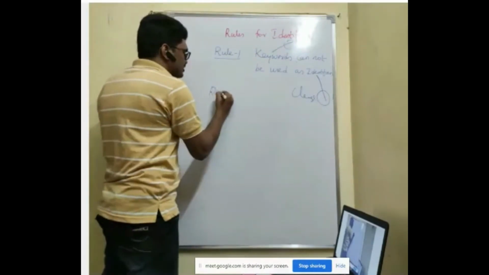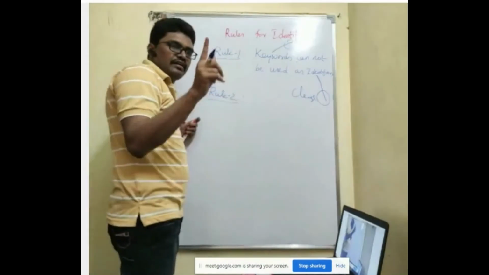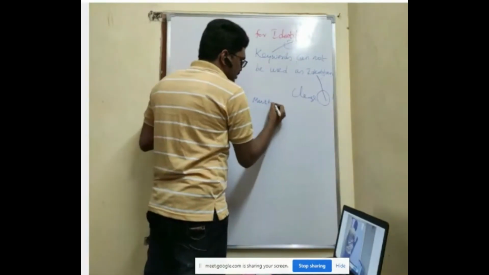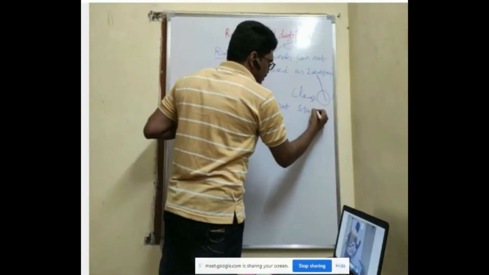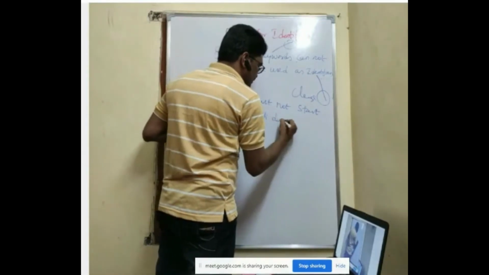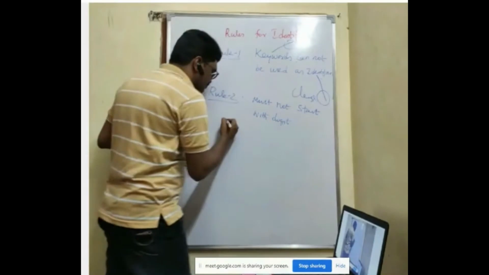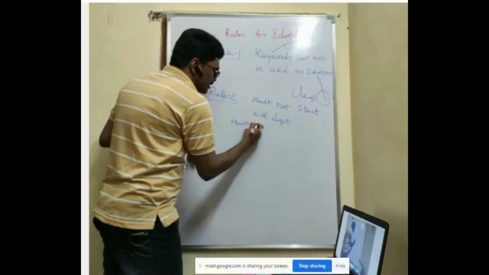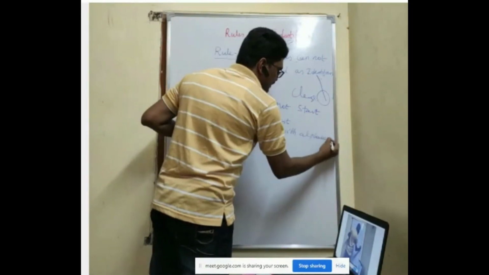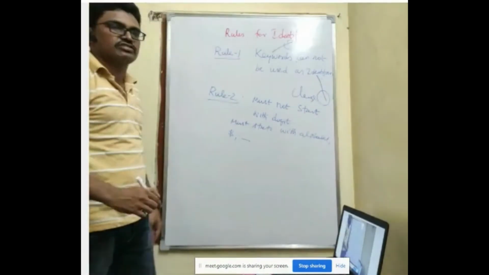The second rule is, from these rules you will definitely get one question in the MCQs. Rule 2: an identifier must not start with a digit. It must start with an alphabet, or a dollar symbol, or an underscore. These three things are allowed.